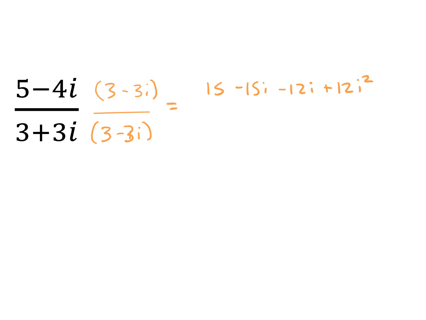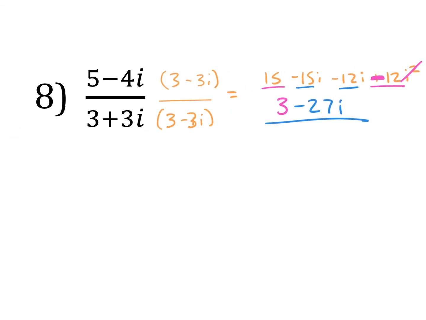What does the i squared turn into? Negative 1. So this becomes a negative 12. Then I can combine my like terms. 15 minus 12, the real part. Now we can do the imaginary terms. What do we get? Negative 27. So that's the top.